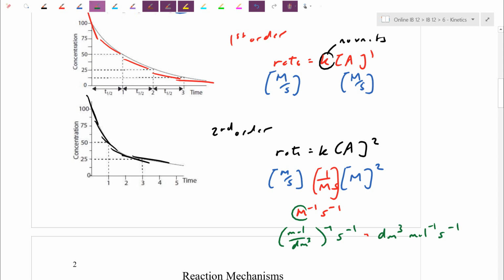All right, so the units of k here just need to kill off whatever concentration units are left behind and leave it with a molar per second.